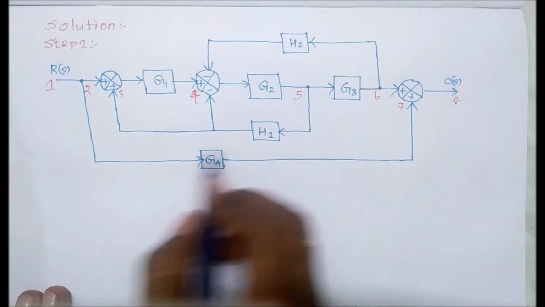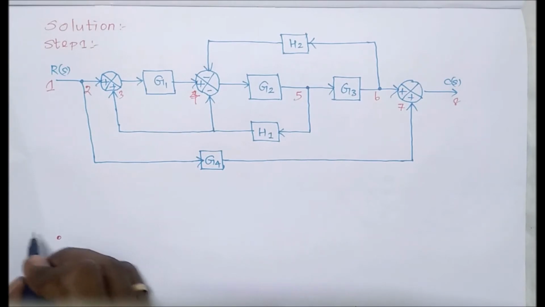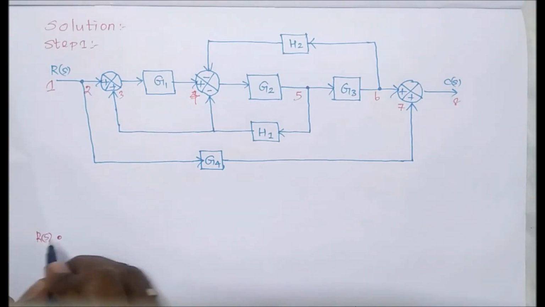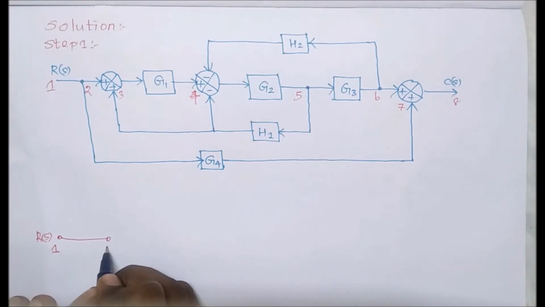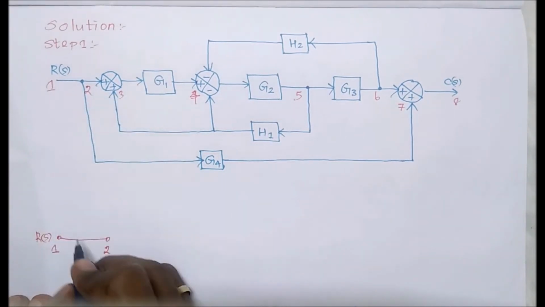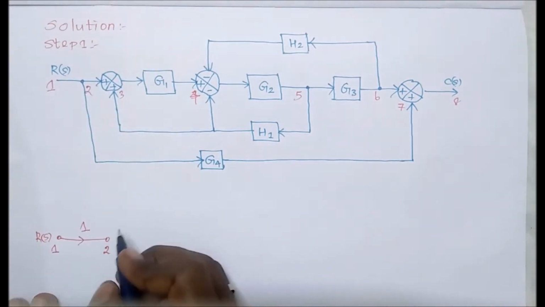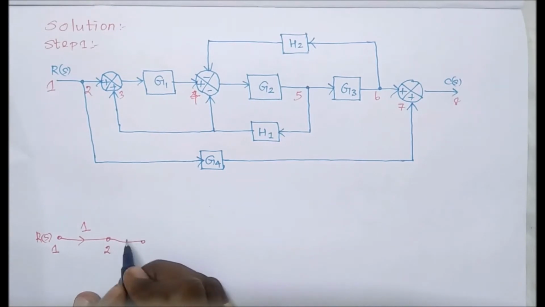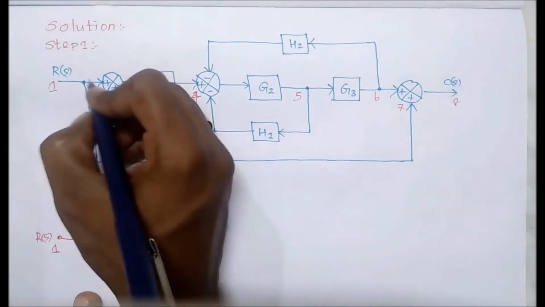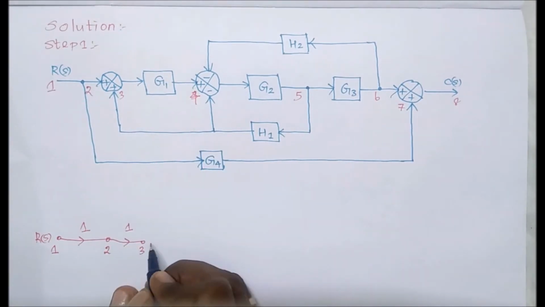So now, this is the starting point of the signal flow graph. Its input value is R(s). So now this is 1, then 1 to 2. Here the gain we can consider as 1, because there is no gain, it means it is 1. Next, from 2 to 3 also there is no gain, therefore unity gain. So at this point, this is 3.